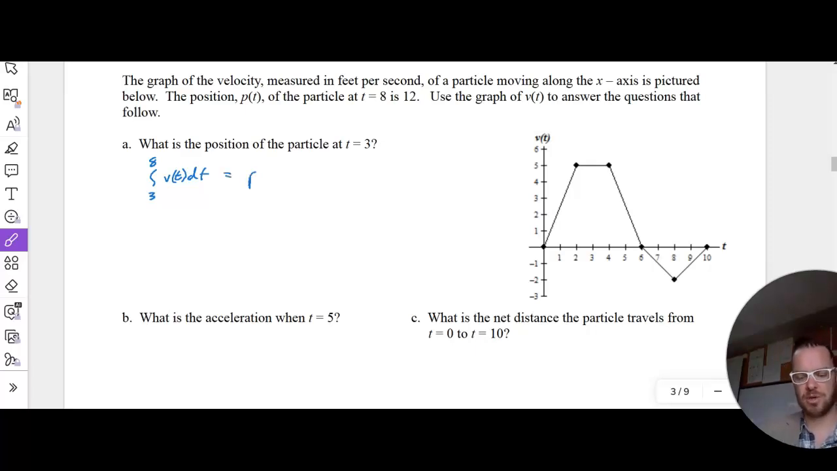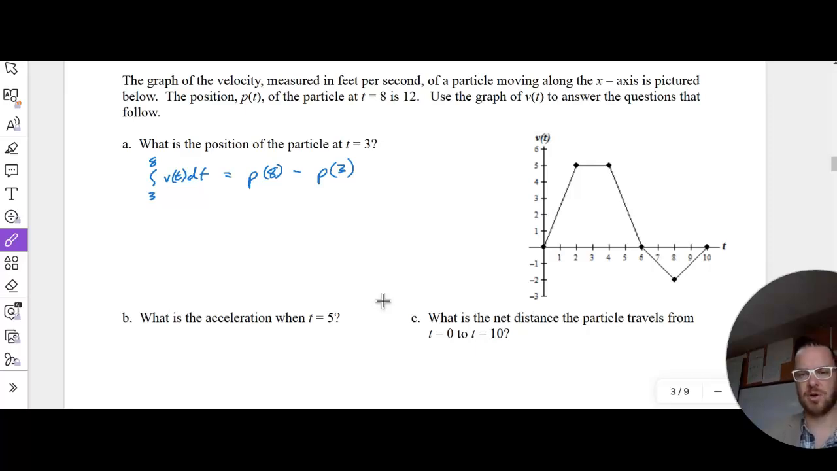And that's going to be equal to our position at 8 minus our position at 3. The position at 8 was, of course, given to us. It was 12 minus the position at 3. Actually, you know what? I'm going to move that over because I'm definitely going to need more room. So let's do this part first because that's going to take some more work.